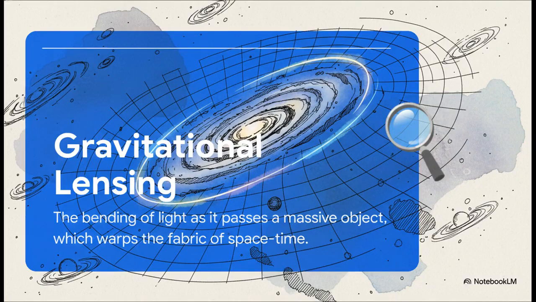It all comes back to Einstein's mind-bending idea that anything with mass, a star, a galaxy, or a giant clump of dark matter, actually warps the space around it. And when light travels through that warped space, its path gets bent. We call this amazing effect gravitational lensing.